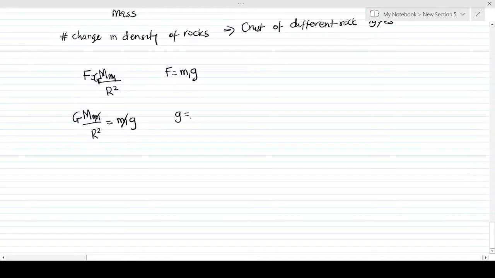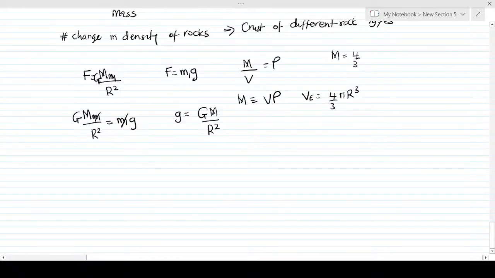So I can say that g is equal to GM over R1 squared. Now we know that mass over volume is density, right? And so density will be equal to mass over volume, and so mass will be equal to volume times density. Now the volume of the earth is given by 4/3 πr³, and so the mass of the earth is given by 4/3 πr³ multiplying the density of the earth.